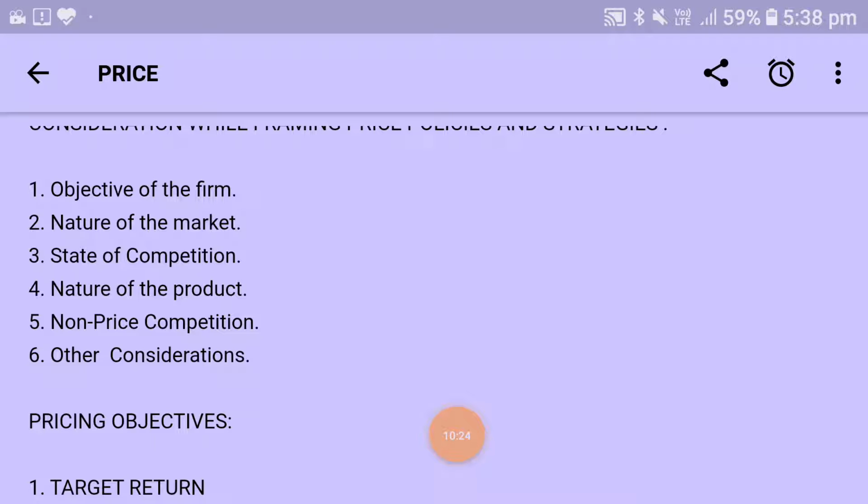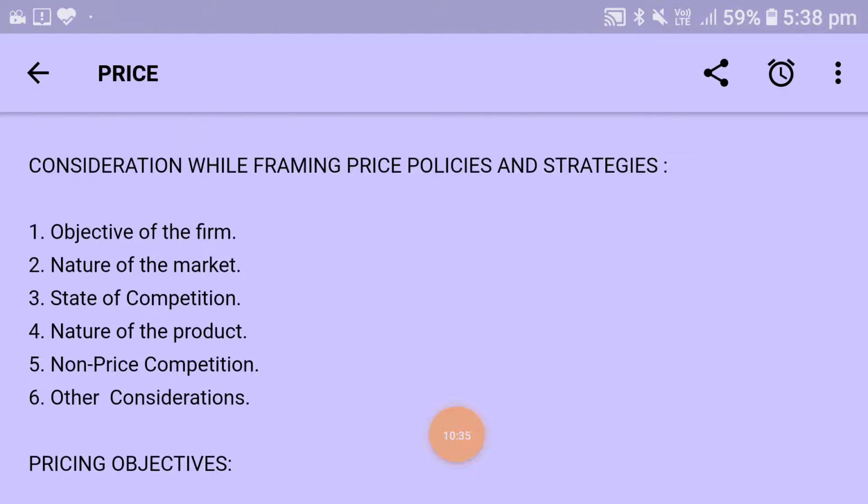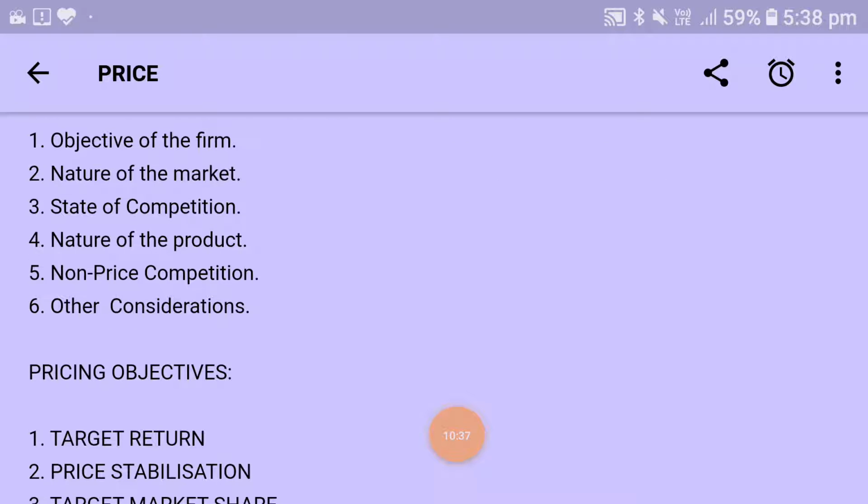Next is other considerations, which means there are many other options available to a firm while framing its pricing policy and strategies. So these are the considerations while framing the price policy and the strategies.